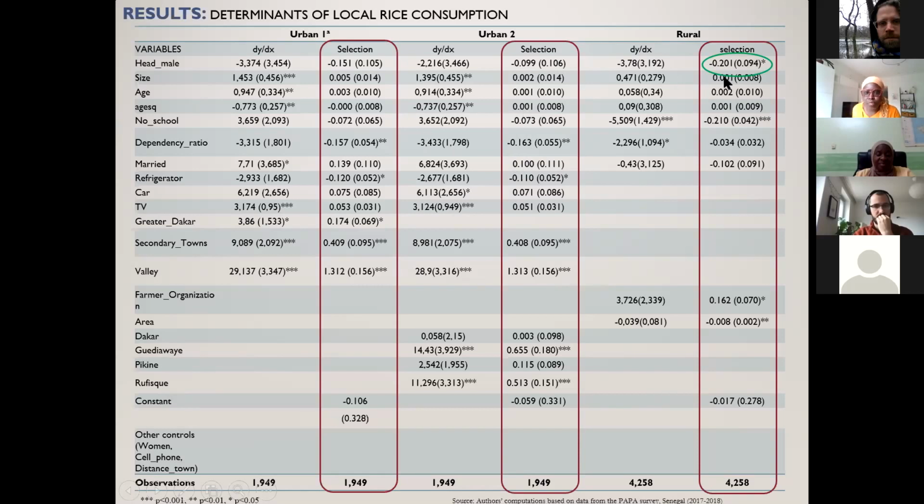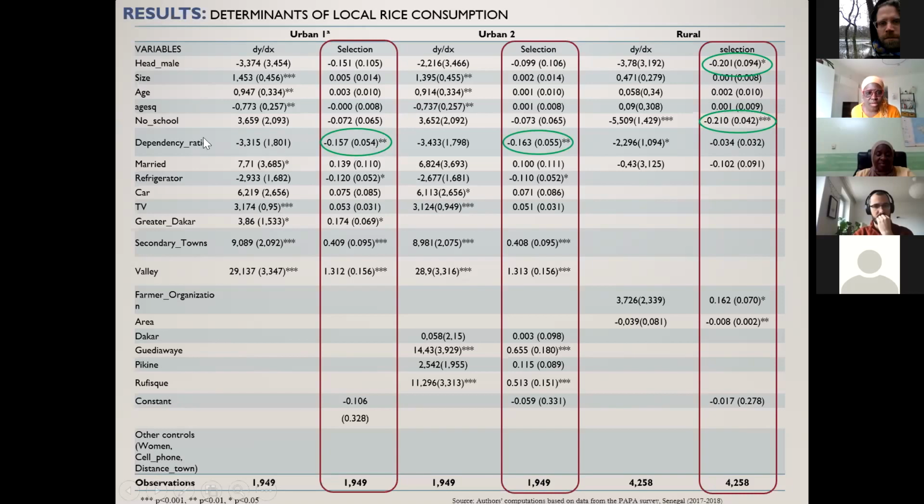So for the determinants, as we can see, for instance, households that are headed by men have lower chances of consuming local rice compared to their female household headed counterparts in rural areas. And also, households in which the head has not been to formal school have lower chances of consuming local rice as well. And higher dependency ratios are associated with lower chances of consuming local rice.